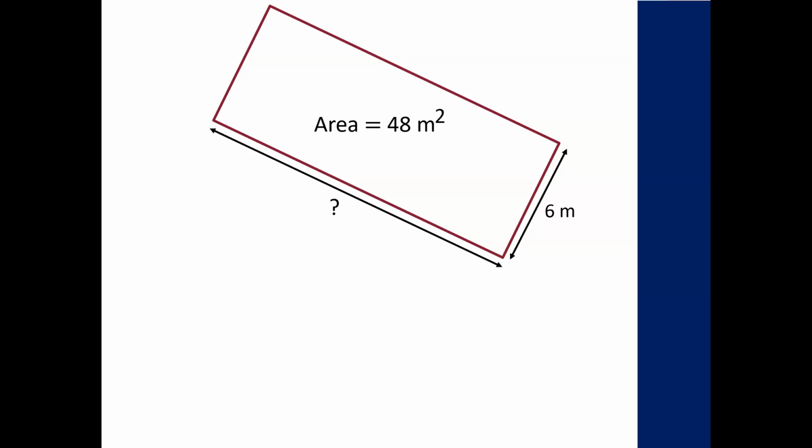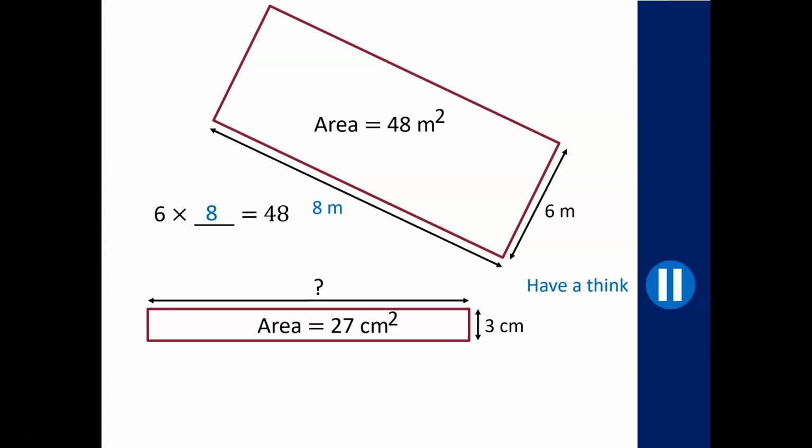So we can show that situation using this equation. Area is equal to 6 multiplied by, and that's the missing length, and that would be equal to 48. We can use our 6 times tables knowledge to know that 6 times 8 is equal to 48, and therefore the missing side is 8 metres. And to check, of course, we can simply multiply 6 times 8 and we should get the answer 48.